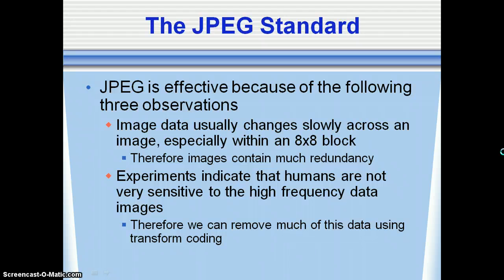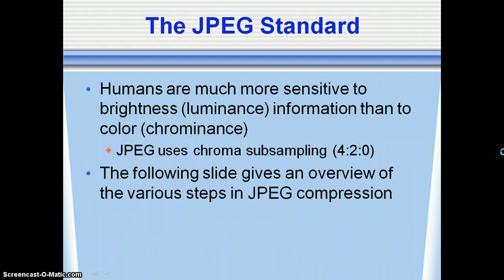JPEG is effective because of the following three observations. Image data usually changes slowly across an image, especially within an 8 by 8 block. Therefore, images contain much redundancy. Experiments indicate that humans are not very sensitive to the high frequency data in images. Therefore, we can remove much of this data using transform coding. Humans are much more sensitive to brightness, luminance, information than to color. JPEG uses chroma subsampling, which is 4:2:0.